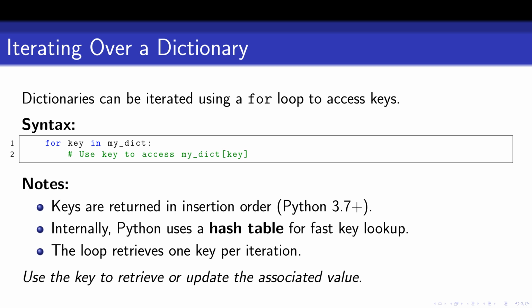Internally, Python dictionaries use hash tables for fast key lookup, which makes access and updates efficient even for large datasets. This basic key-based iteration pattern is foundational for filtering, updating, or formatting dictionary contents in your applications.